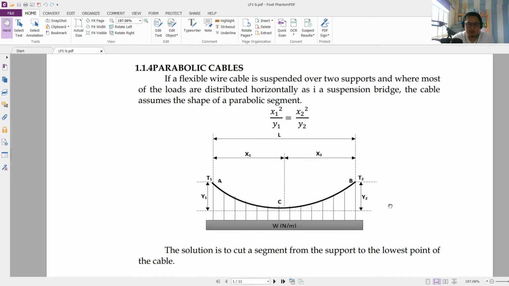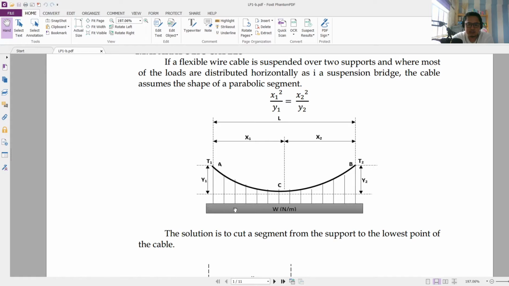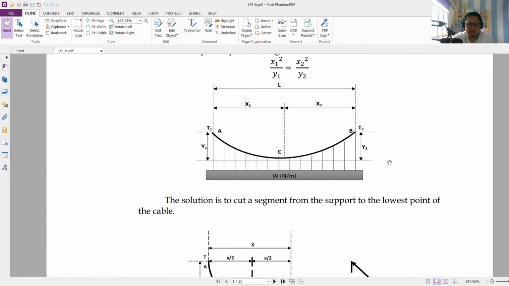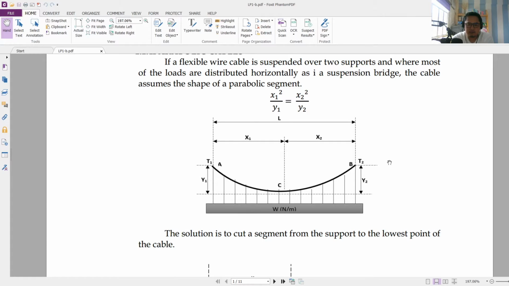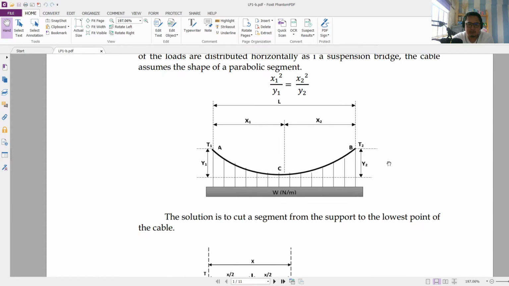Okay, so most of the time, parabolic cables are related to bridges, no? Wherein we have this weight horizontally. So this is the bridge deck, and it is suspended through a main cable that is assumed to be in a parabolic equation. By the way, we have other types of cables, the catenary and cables subjected to a concentrated load. We will discuss that later on. As of now, we are going to focus on parabolic cables.